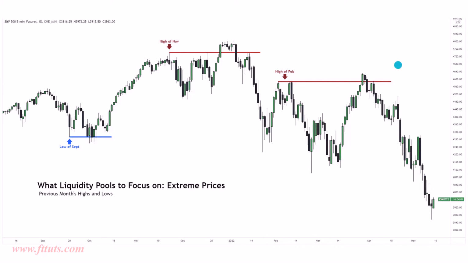Okay, here, that's the most extreme prices. And the first liquidity pools that we want to focus on are previous month highs and previous month's lows.